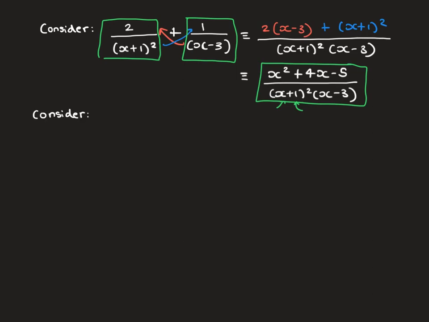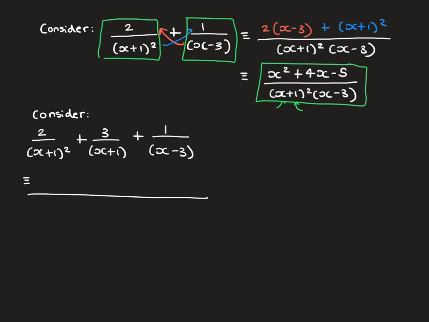This time we're going to add together 2 over (x plus 1) all squared, 3 over x plus 1, and 1 over x minus 3. We're going to add 3 fractions together. So let's think about the common denominator here. The common denominator is going to be (x plus 1) squared (x minus 3). That's the lowest common denominator that is divisible by all 3 of the original denominators.